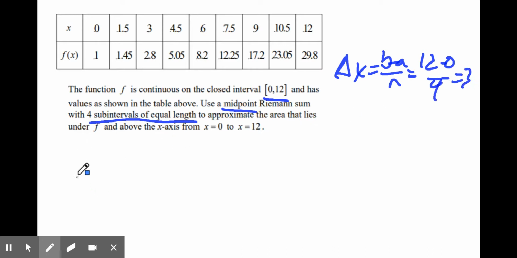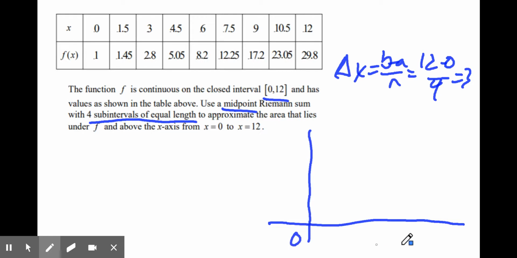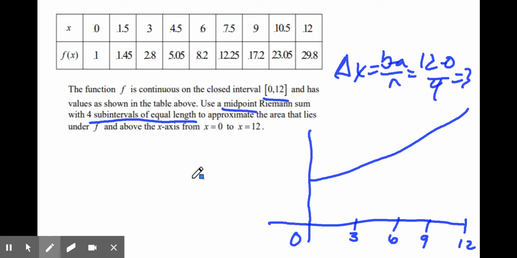Now my suggestion to you is always, just map it out on a graph here. We're starting from 0, we're stopping at 12, we're going by 3 units. So 3, 6, 9, 12. Then just draw anything. It doesn't matter what it looks like. That's totally irrelevant. And then you're going to go and try to find the midpoints here.